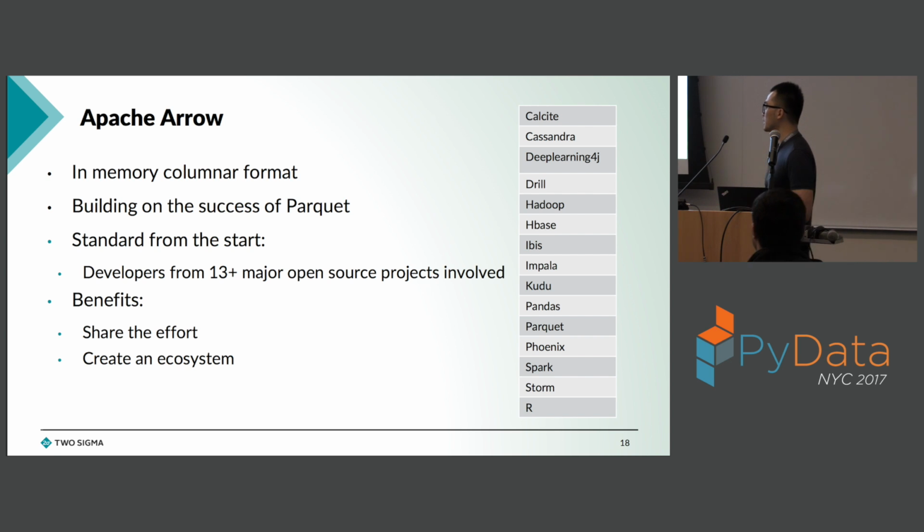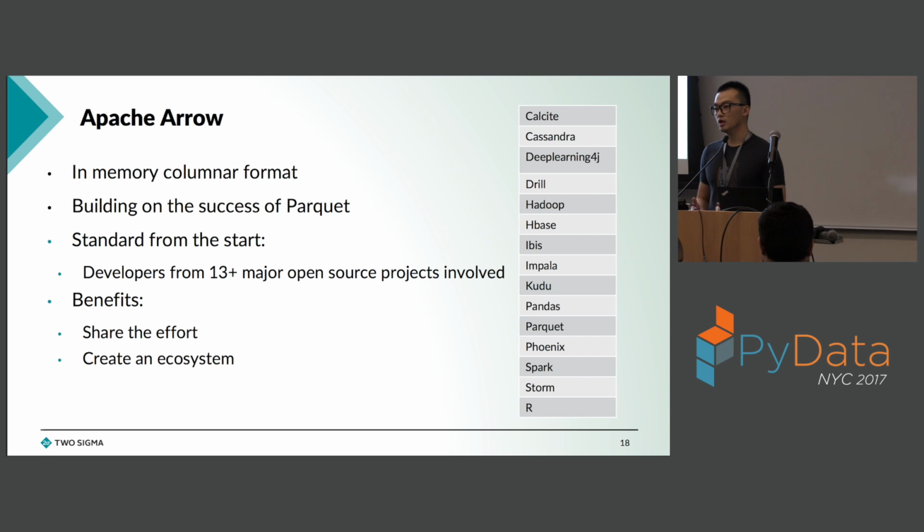And it's an open source standard from the start, which means it has developers from a lot of major open source projects getting involved in the design phase to make sure they all agree on the format and they think it can work for them. The benefit of introducing something like Arrow in the space of data analysis is it can share the effort and create an ecosystem. What is great about Python, I think, is basically every Python library knows how to deal with NumPy arrays and pandas data frames. And Apache Arrow is trying to solve this problem not just within Python, but across different languages.